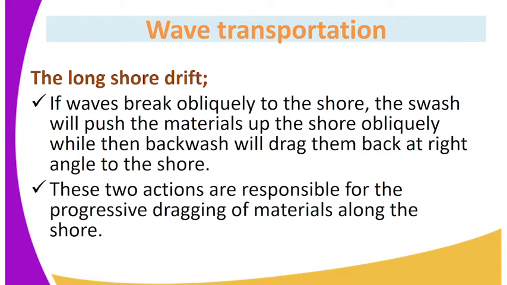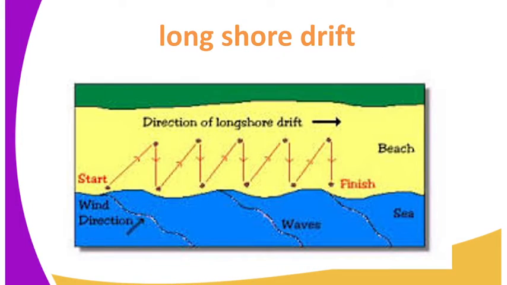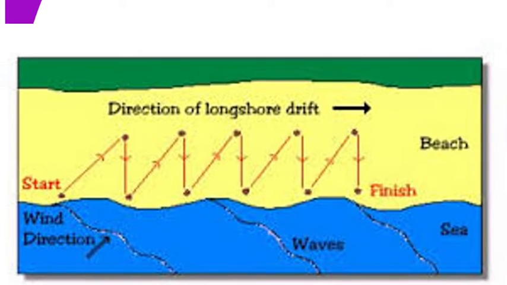Wave transportation, the longshore drift. If waves break obliquely to the shore, the swash will push the materials up the shore obliquely, while the backwash will drag them back at right angle to the shore. These two actions are responsible for the progressive dragging of materials along the shore. The arrow clearly shows the direction of movement, that is longshore drift.